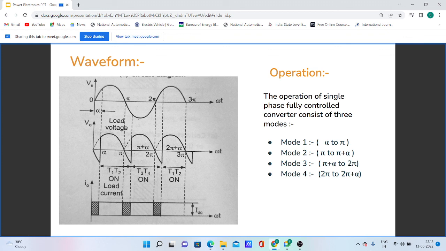The load voltage is positive and constant. The load current is also positive, as is the supply current IS. Both load voltage and load current are positive. The inductive load will store energy.